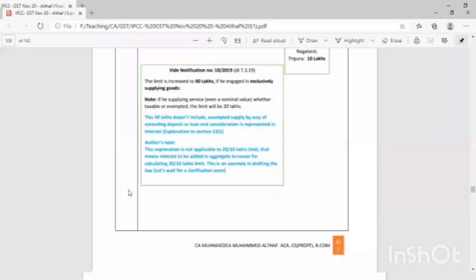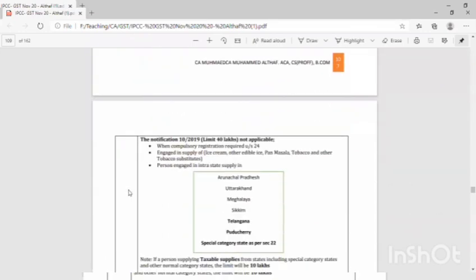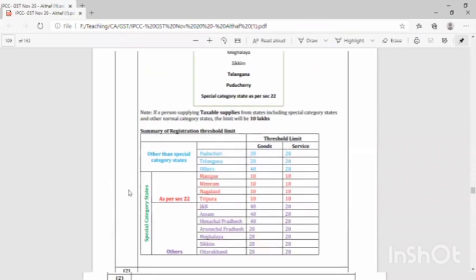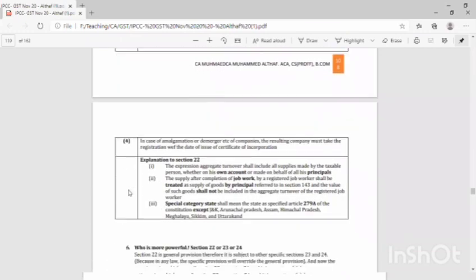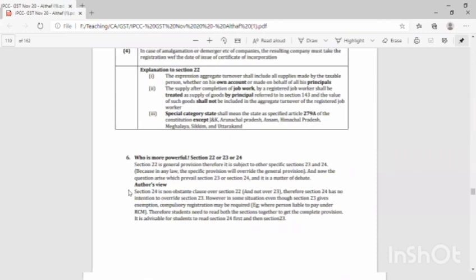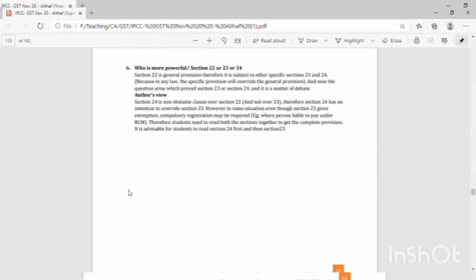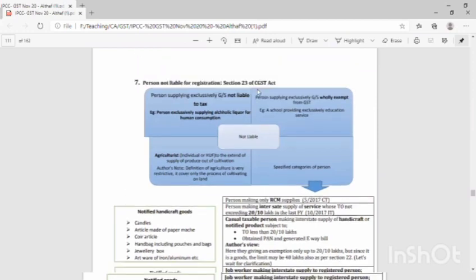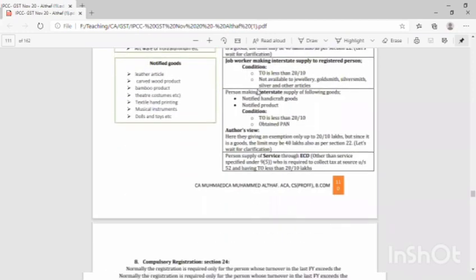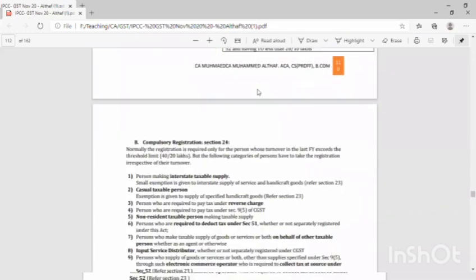There are not many amendments because these all happened in the last attempt, so there is nothing new to learn for the upcoming attempt. I've given a funny analysis: who is more powerful? Section 22, 23, 24, which you can go through. Section 23 also does not contain any new amendment. Section 24 also does not contain any new.